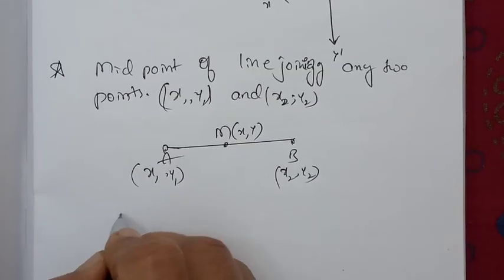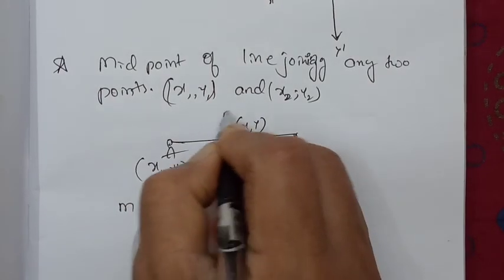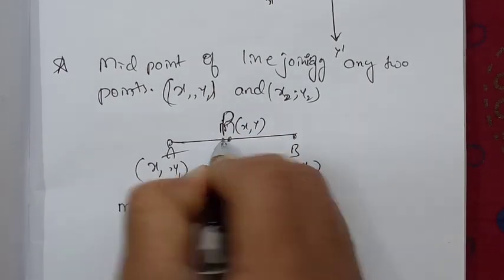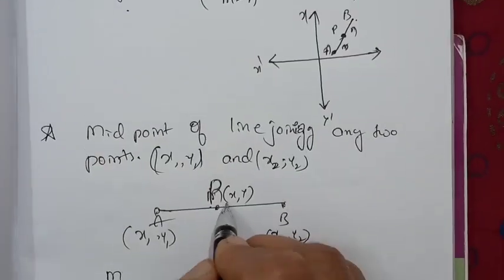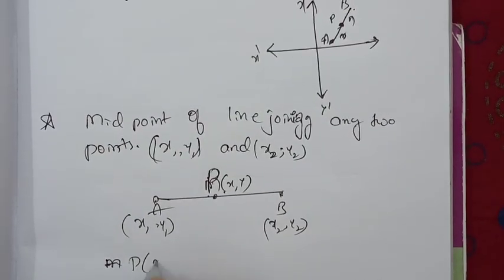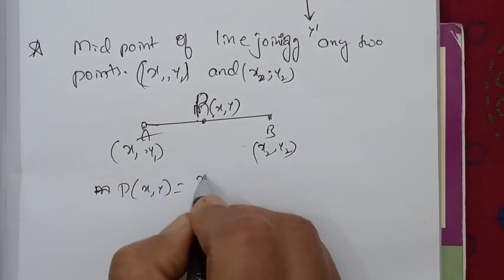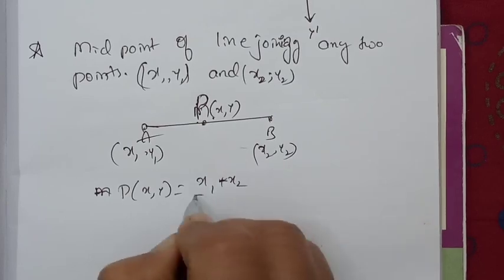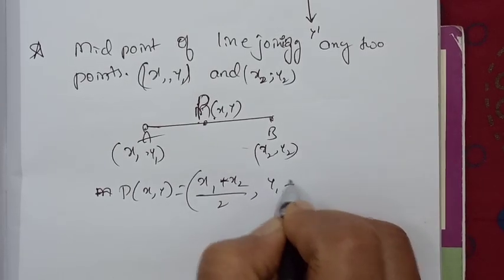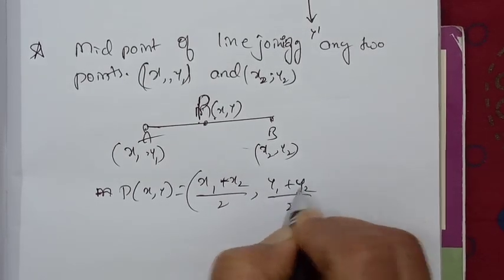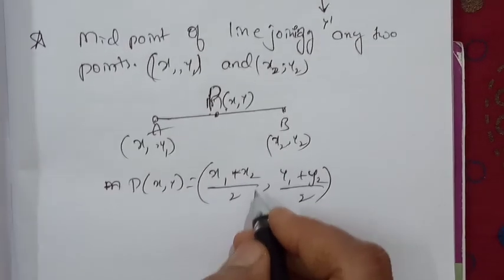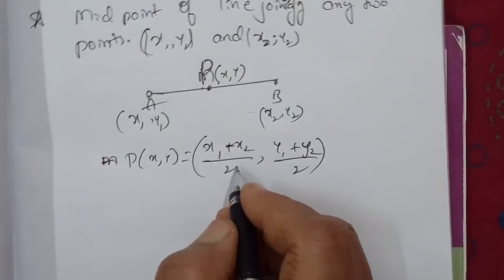Okay, what is the formula? Better you remember always midpoints as P only. So P(x, y) is equal to the midpoint formula: (x1 plus x2 by 2, comma, y1 plus y2 by 2). This is the midpoint formula. It's a very important formula, children.